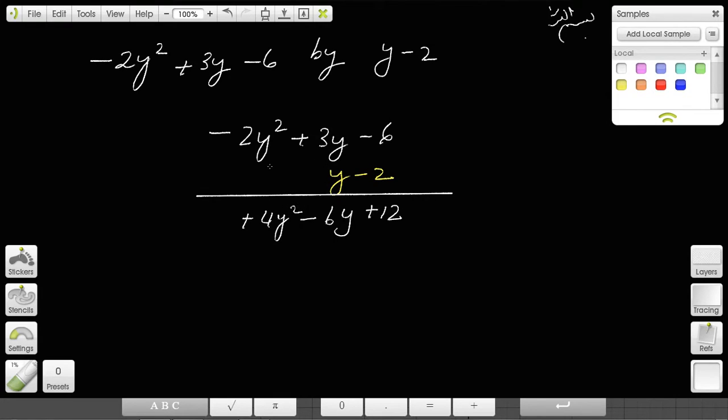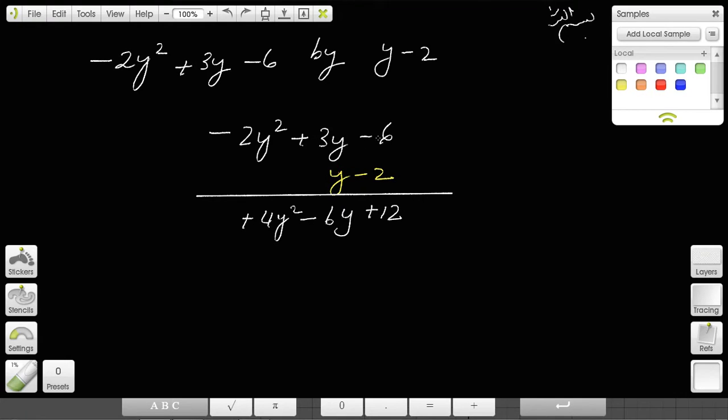So that's what you get when you're distributing negative 2 to negative 2y squared plus 3y minus 6. That's what you're doing, but you're going to write it like this. In other words, you start from here, write that, and go across like this. And then you distribute the y, and make sure you put it under the right degree.